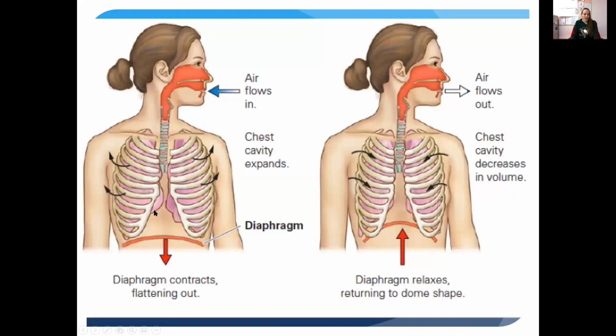So again, this is inhaling, the diaphragm is contracting and going downwards as it flattens out. And then when you are exhaling, that is because the diaphragm has relaxed and kind of formed that upside down U again and pushed all of the air out of your lungs as it does that.